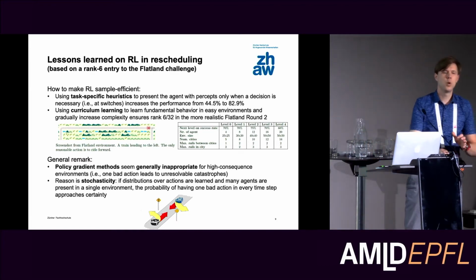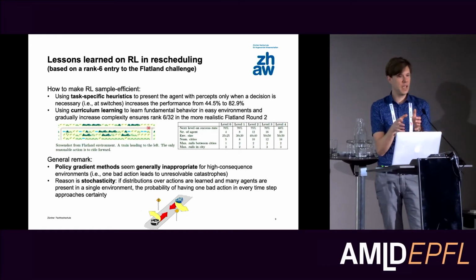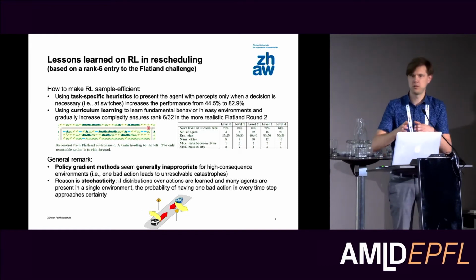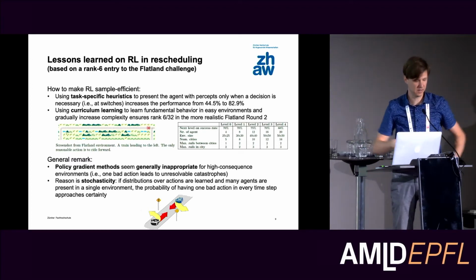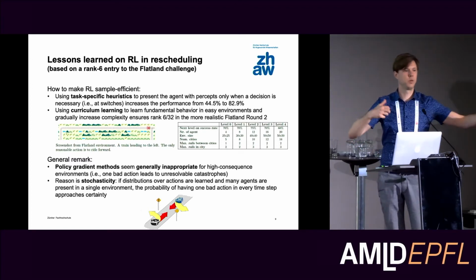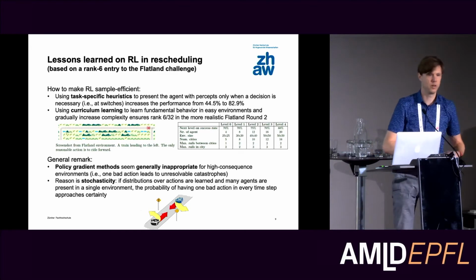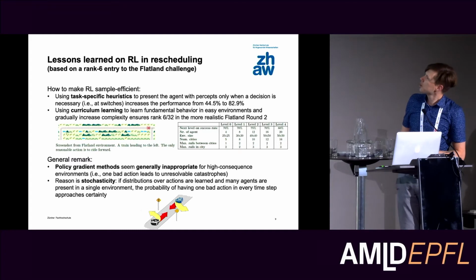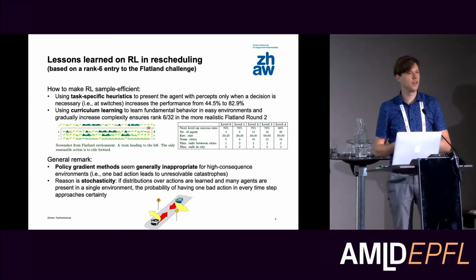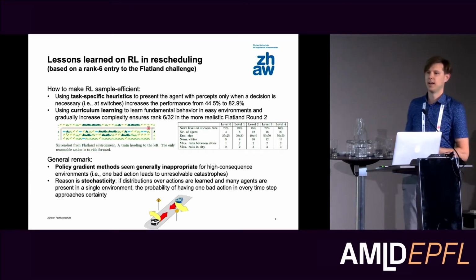The idea was that the agent should learn some basic behavior of trains, how to behave well as a train in a simple environment, and only if they master that, go to the next level of complexity, like we do it with kids in school, right? Don't teach all the subjects from the very beginning. And it actually ensured a 6th rank. I'm not sure that this was super great, but at least the curriculum learning helped. It was a good thing.